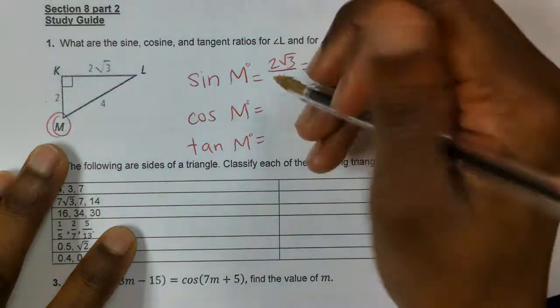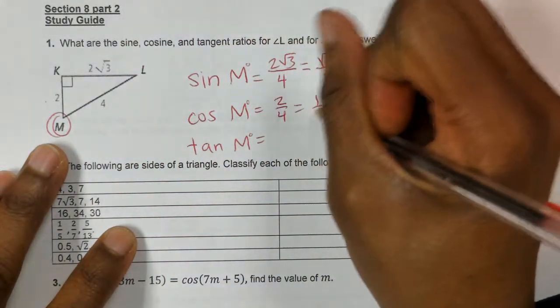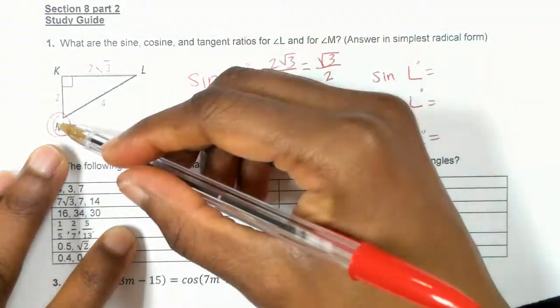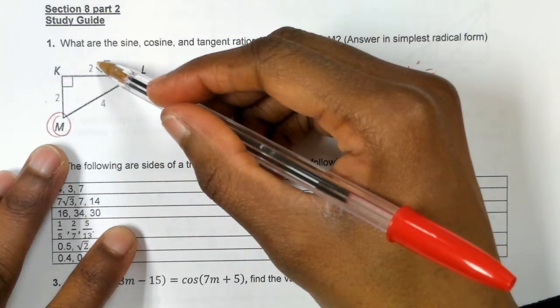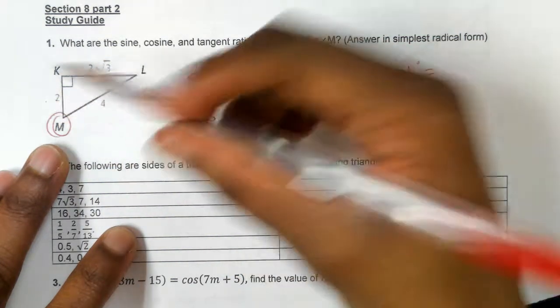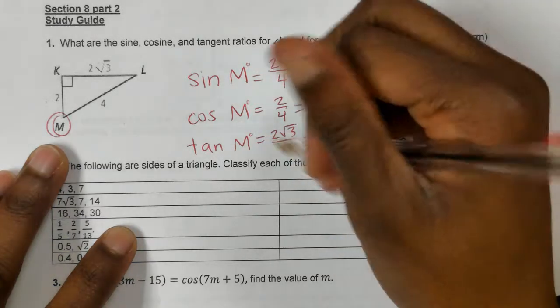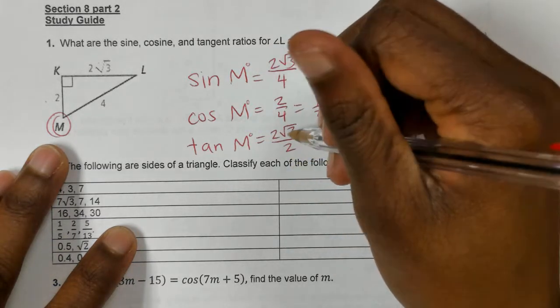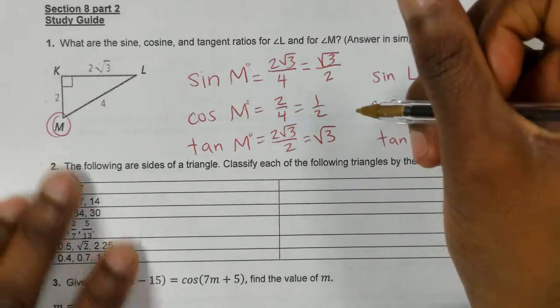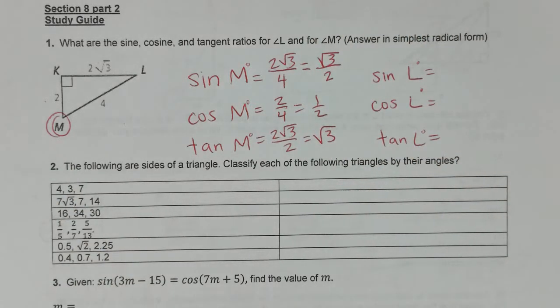Cosine is adjacent over hypotenuse, so that's just going to be 1/2. Tangent is opposite over adjacent. 2 divided by 2 is just 1. 1 times radical 3 is just radical 3. So anytime you have the same number on the denominator, you just don't need to write it.